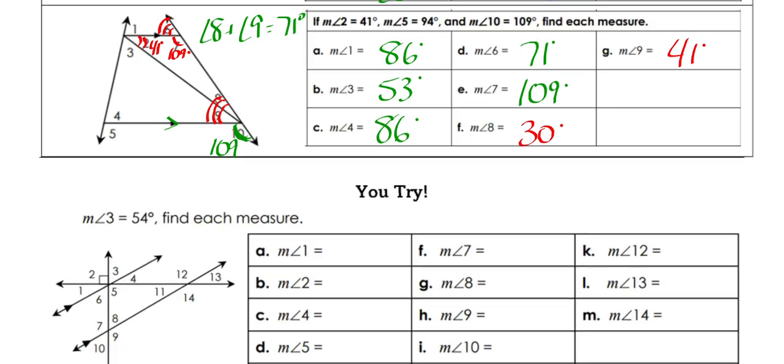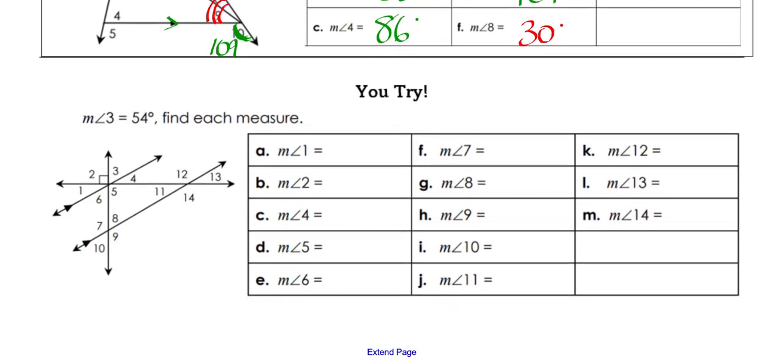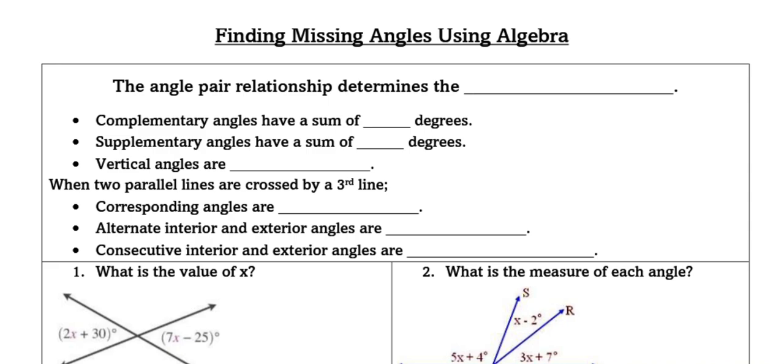All right, try that one problem on your own here. And then we're going to move on to a little bit more complicated problem solving where we need to set up an equation instead of just directly solving for an angle. So first off, the angle pair relationship will always determine the equation that we set up. These are really just reminders.